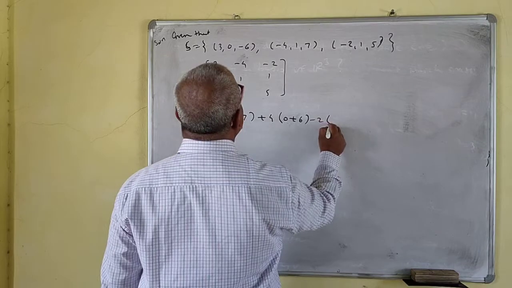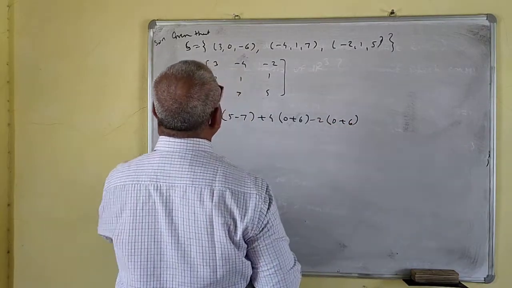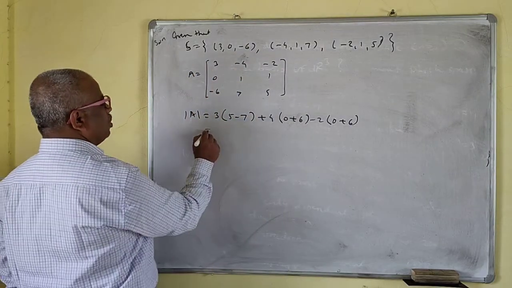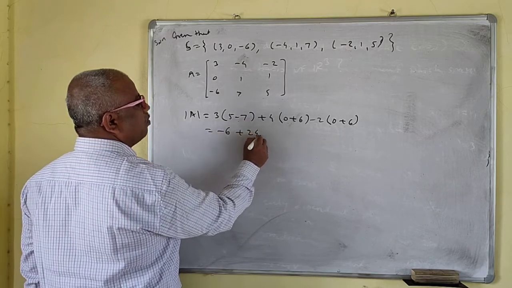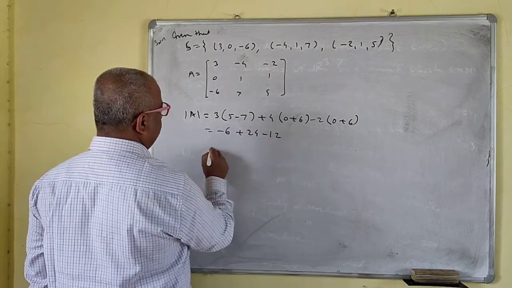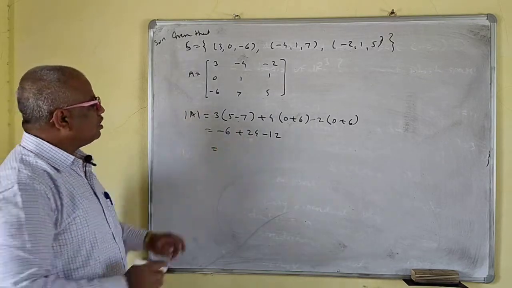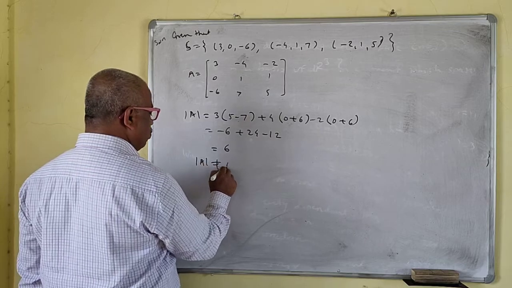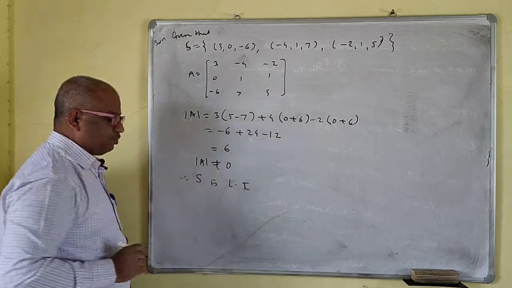0 plus 6, minus 2 into 0 plus 6, both are 0. Okay, so 0 plus 6. So this is minus 2, so minus 6 plus 24 minus 12. So this is 12, so this is 6. So determinant A is not equal to 0. So therefore S is linearly independent.